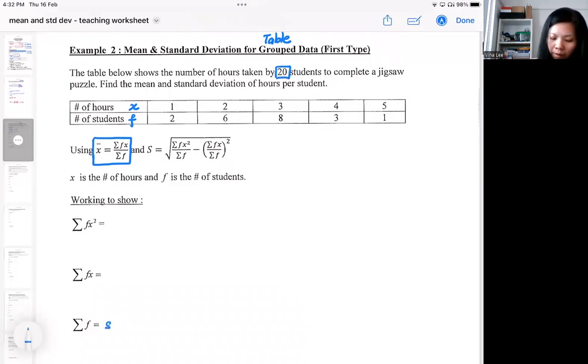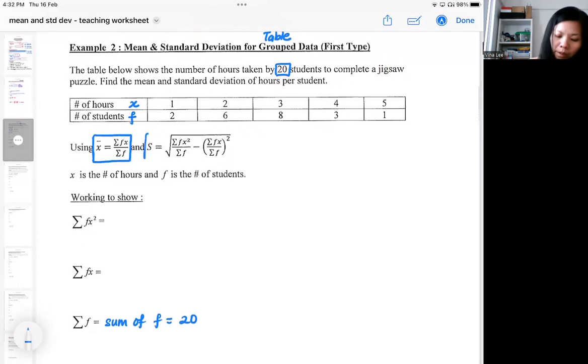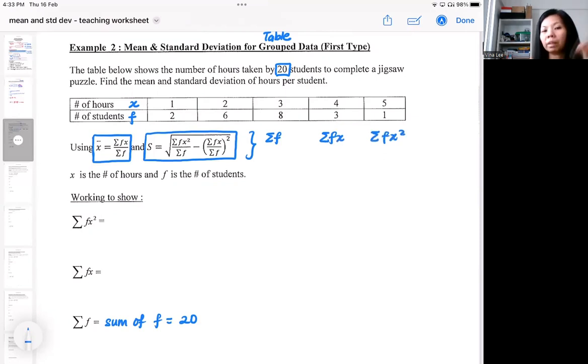Okay, that means the sum of the f, in this case, will add up to 20, because the context is meant for 20 students. So let's try to find it. If you look at the formula for the standard deviation, you will need three items. You will need sum of f, sum of fx, and sum of fx squared. So I have to have the three items.